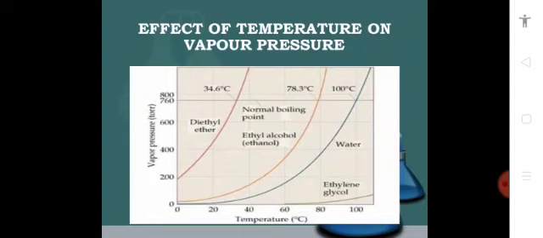So if we plot a graph between the temperature and the vapor pressure, we can see here that with the increase of temperature, the vapor pressure also increases. Here are different liquids like diethyl ether, ethyl alcohol or ethanol, water, and ethylene glycol. For every liquid, the vapor pressure increases as the temperature increases.